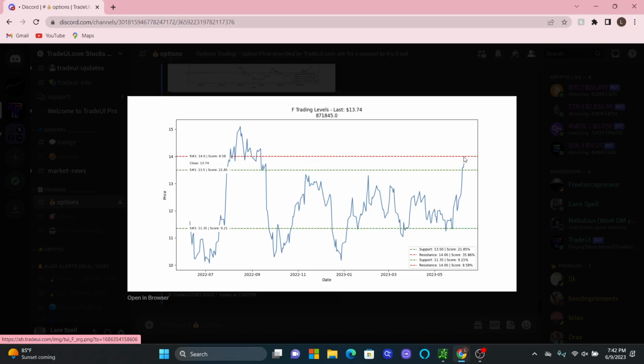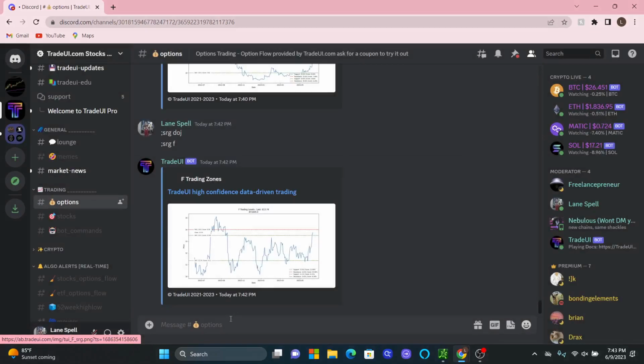So you can actually look to start shorting Ford at $14, and you could easily target $13.50 on this pullback. Or if you see a rejection at $13.50, you could target all the way down to $11.35 to this next support zone. And let's just look at one more just to kind of seal the deal on this one.